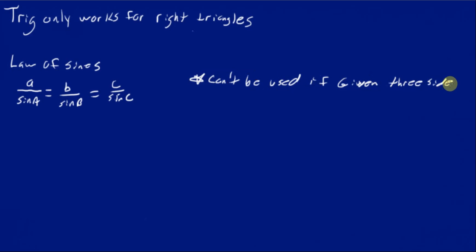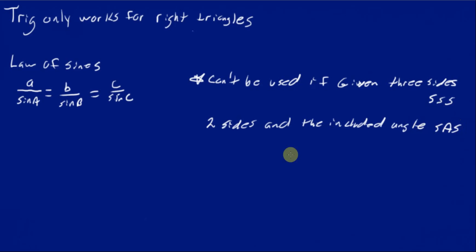If you remember back in geometry, when we were dealing with congruent triangles, they would call that side, side, side. So it doesn't work for side, side, side. Basically, what we're going to be doing is solving a triangle, which means you're given a couple pieces of it, and you're just going to find everything else. It also can't be used if you were given two sides and the included angle. But that's where the law of cosines comes in. So don't worry about that.